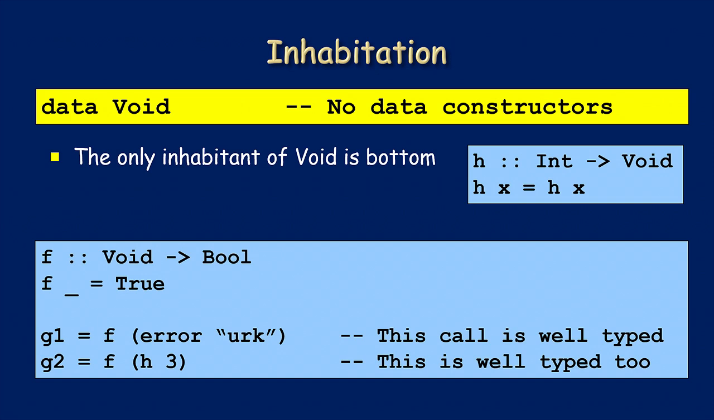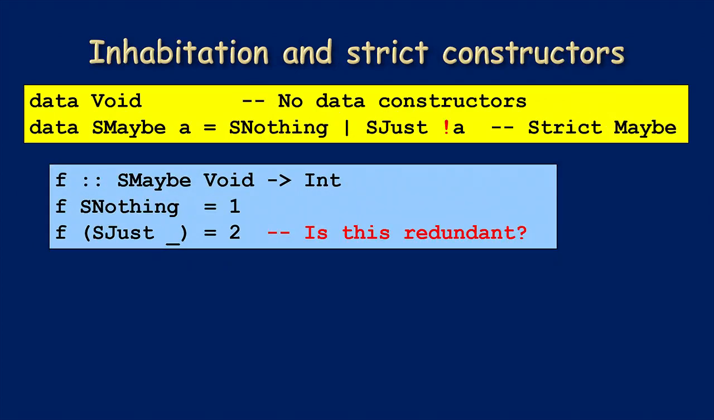Now, so much for that. These two calls here to G1 and G2 are both well-typed calls. They construct a bottom value of type void and pass it to f, which then ignores it and returns true. So far, so good? OK, so now what happens with this kind of data type?